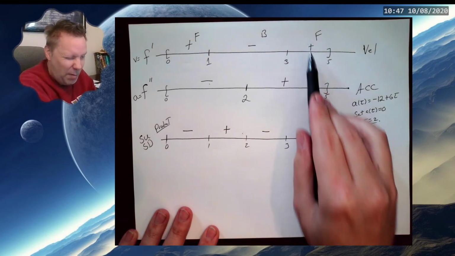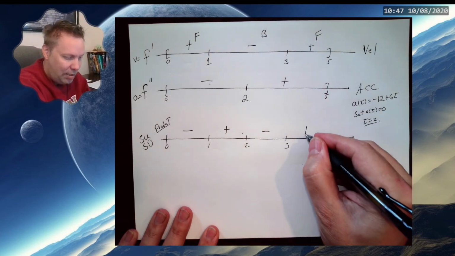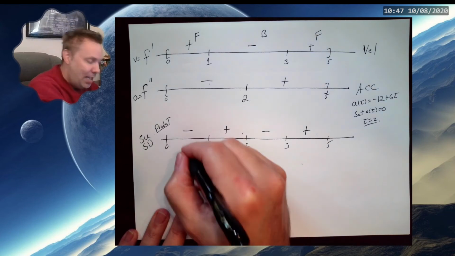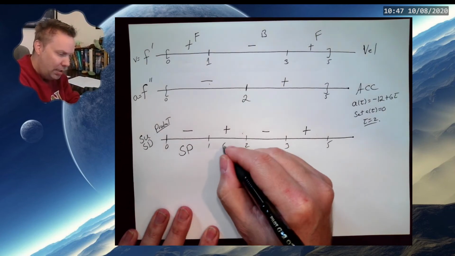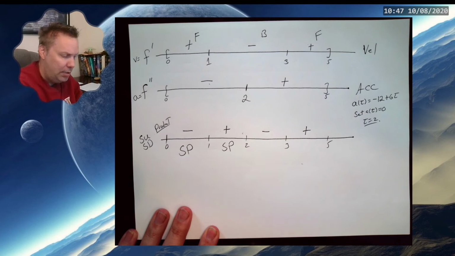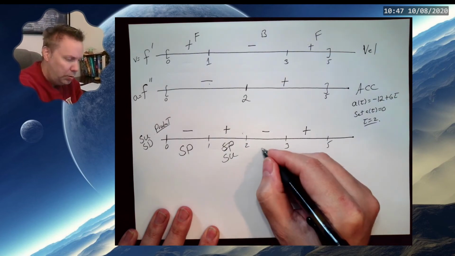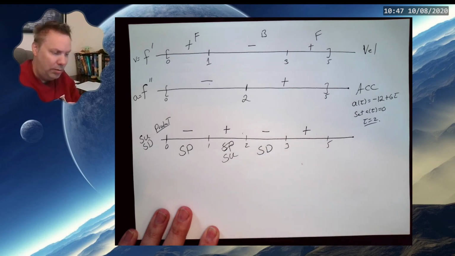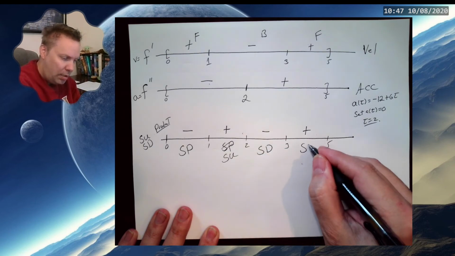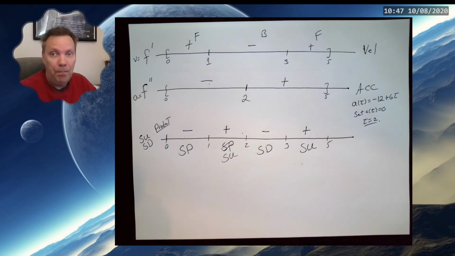Between 3 and 5, I get positive and positive. That is a speed up. So this is a slow down. This is a speed up area. SU. Slowed down. Speed up. So that answers part I.